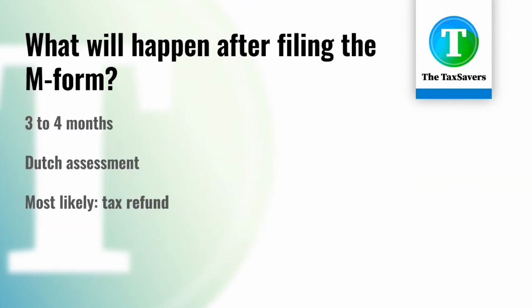When you've completed the M form or any other tax form and it is ready to file, what's going to happen? After you or an intermediary file the tax return, it usually takes 3 to 4 months before you receive a provisional assessment. If your situation is a bit more extensive, it can take up to 3 years for the Belastingdienst to process it. With an M form, you will most likely receive a tax refund when you worked in the Netherlands for a part of the year.